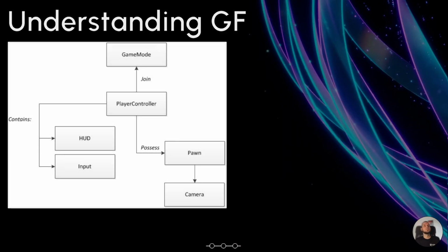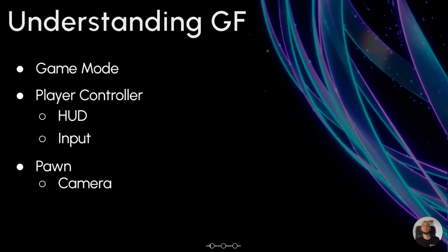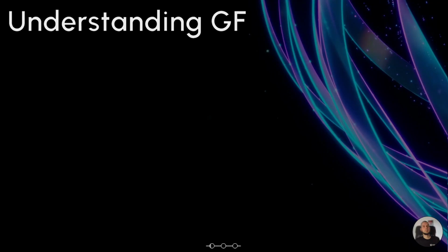Now, we will use, again, a simplified version. This is the schematic that will follow through. And inside of this, we will have the game mode, the player controller with the HUD and input, the pawn with the camera, and we'll use 2 general methods to simplify things. First is an analogy, a very simple one, to something we all are familiar with, which is the human body. And then second, we will use in layman's terms, which means in plain English, in just 2 words explaining the concepts.